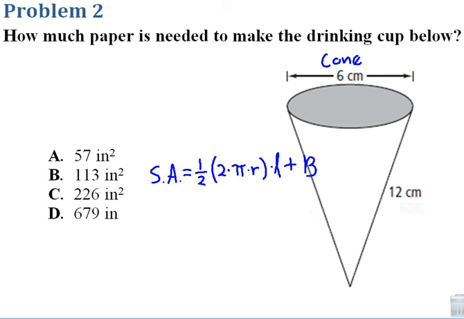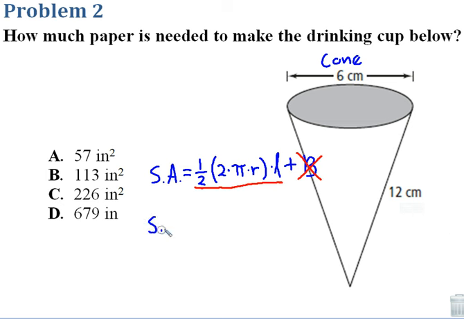Okay, now once again, we're not going to include the area of the base on top. If the top was closed, we couldn't drink out of the cup, so we're going to cancel that out. And what we're looking for then is just what we call the lateral area, the area along the sides of the cone.